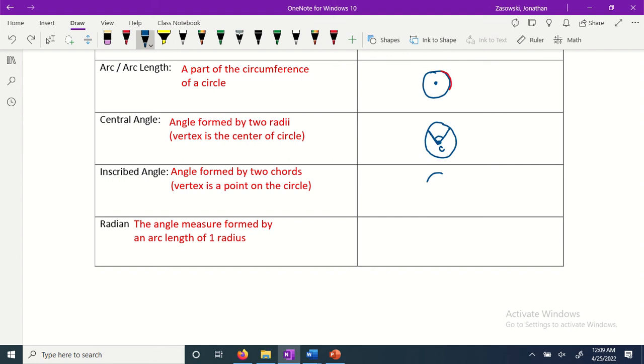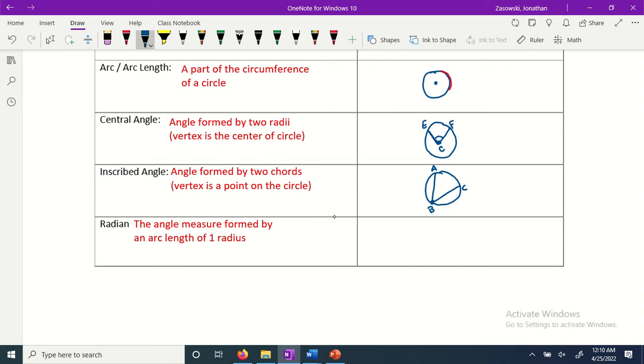An inscribed angle is inside the circle, all the way inside. It's formed by 2 chords. Okay, so 2 chords, and then the vertex is on the circle. And then the thing we'll talk about later is that this angle, if we call this ABC here, is going to be equal to 1/2 of its intercepted arc. And if we call this ECF, then this angle is equal to this arc.